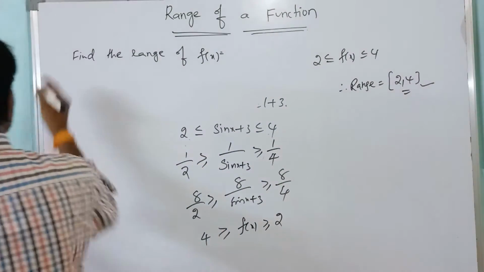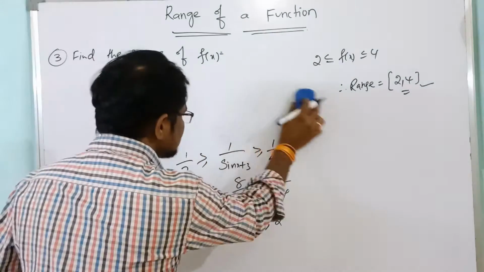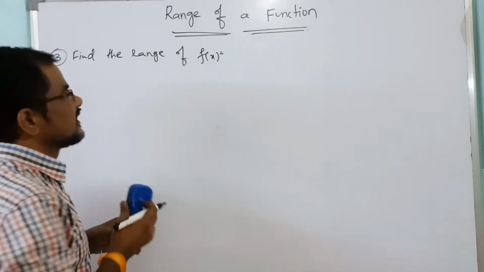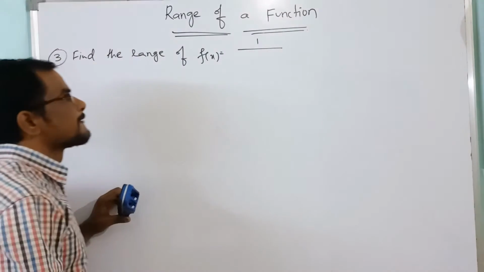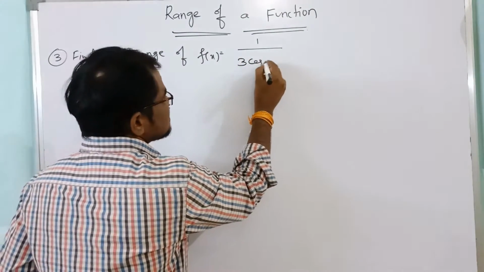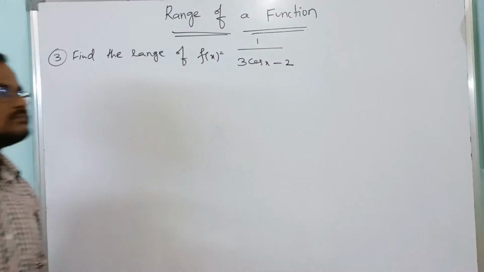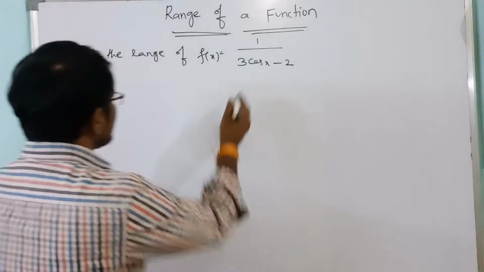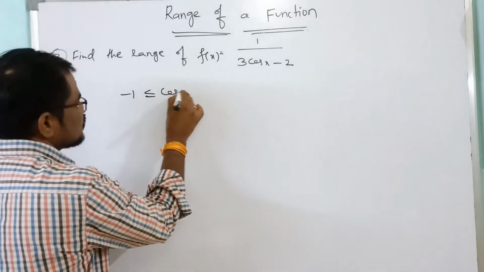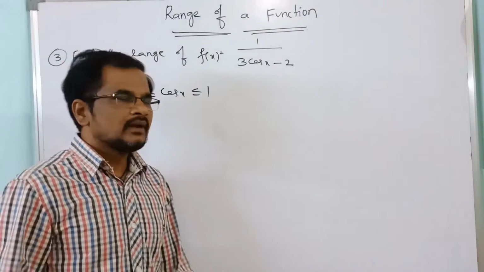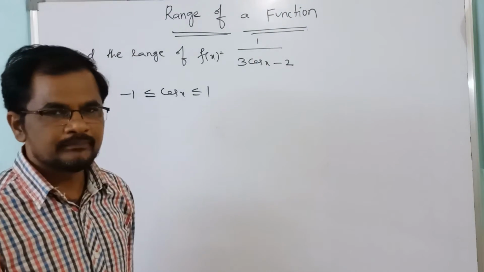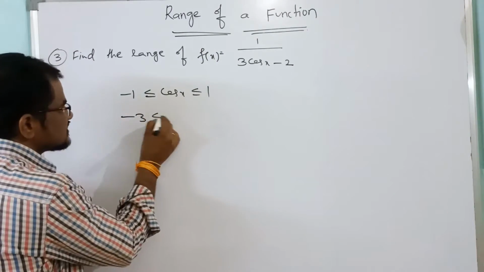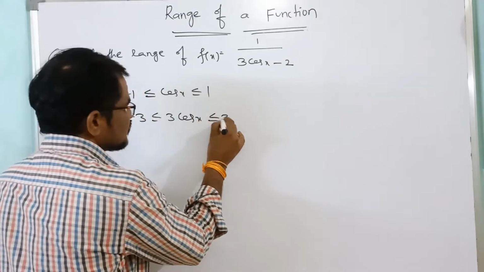Third problem: range of the function f of x equal to 1 by 3 cos x minus 2. So how to do? Listen, here also minus 1 less than or equal to cos x less than or equal to 1. But we have to find the range of this function, so for that multiply with 3. Minus 3 less than or equal to 3 cos x less than or equal to 3.